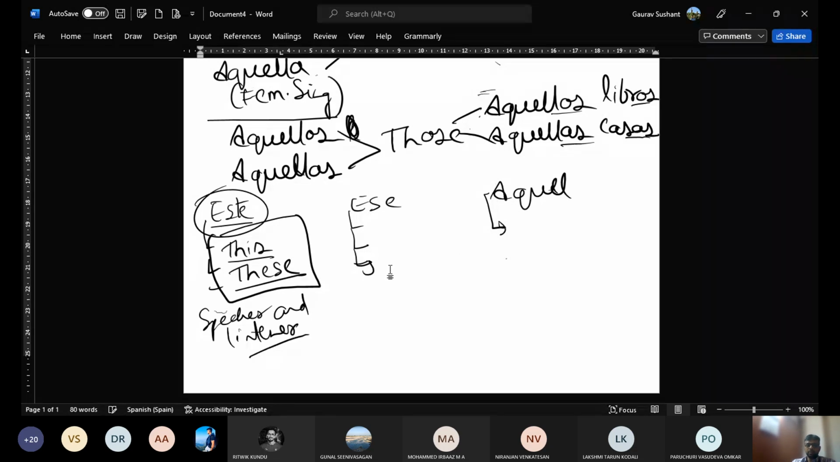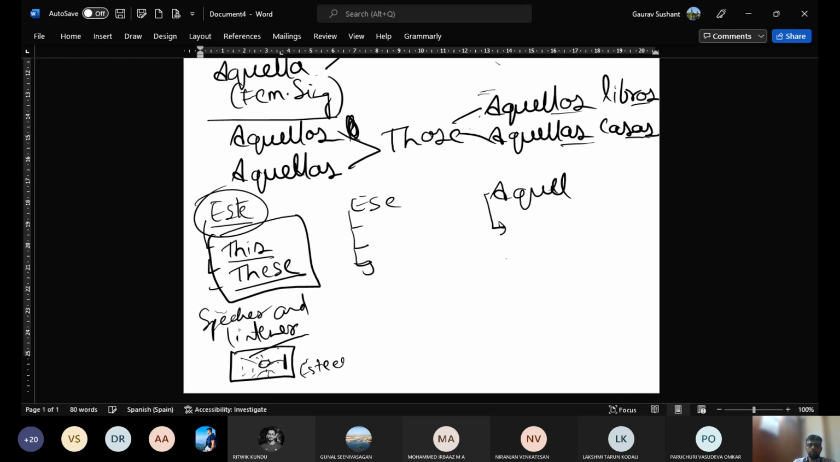Okay, so for example, I'm taking an example here. I'm talking about this class. Let's say we are in the class, I'm taking class here, and all of you are sitting here. I am pointing out a student who is sitting here. I want to say "this student." It is quite understood that the student is closer to me as well as to you people. So I should be using este here.